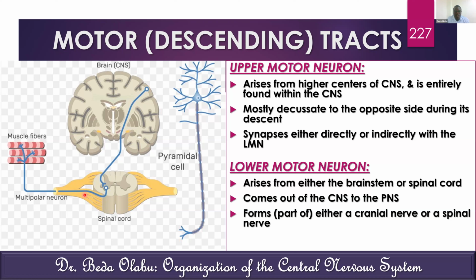Some cranial nerves could actually be purely motor, but some of them could be both motor and sensory. So if it's both motor and sensory, it means that this neuron is forming part of that larger nerve. If it's purely motor, it means that all the axons are actually motor in function.